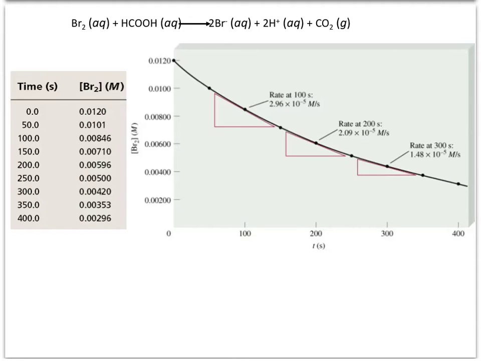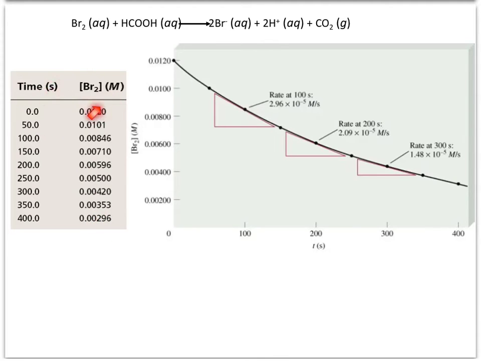Alright, so let's talk about these troublesome little curves. Let's take a look at this particular reaction right here. What we've got is bromine, Br2, reacting with formic acid to produce several different ions. If we take this reaction in terms of bromine and look at its concentration over time, we started at time 0, the beginning, and went for 400 seconds. During that time, the concentration of bromine went from 0.0120 molarity down to 0.00296 molarity.